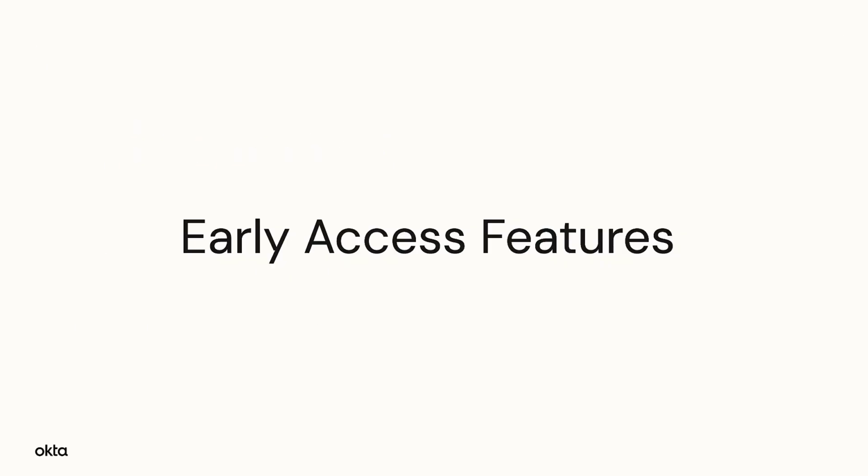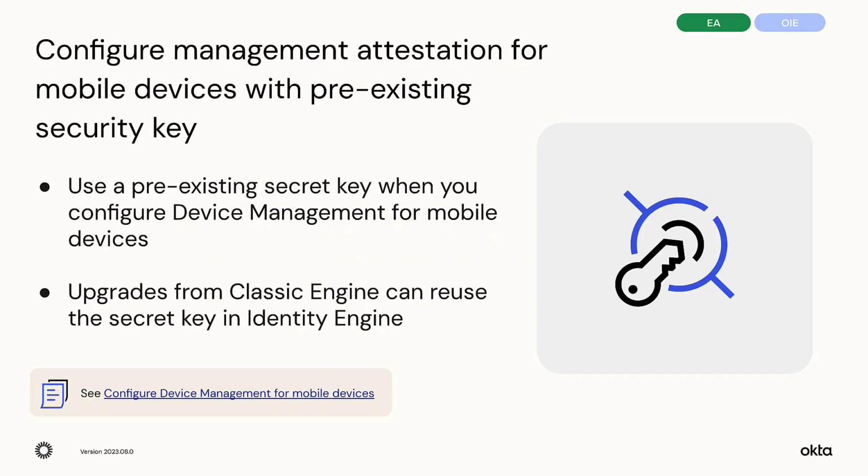Let's wrap up with a look at early access features now available. Configure management attestation for mobile devices with pre-existing security key. You can now use a pre-existing security key when you configure device management for mobile devices. If you upgrade from Classic Engine, you can reuse your secret key in Identity Engine.